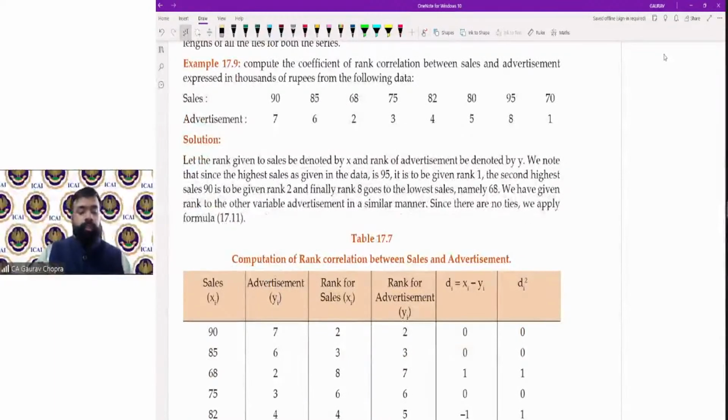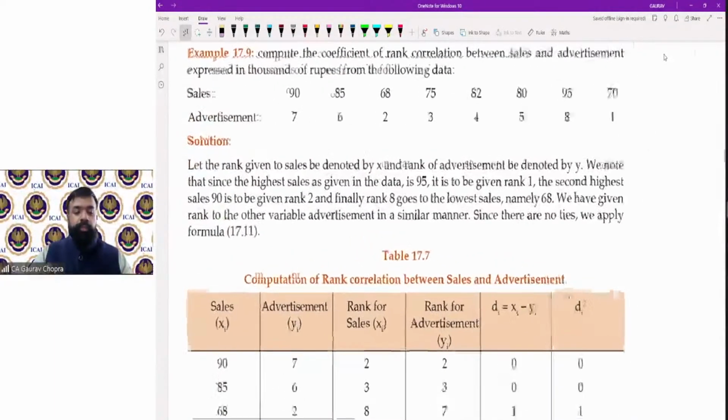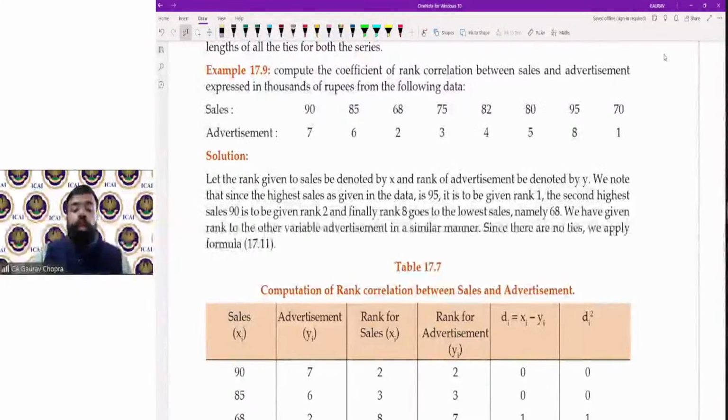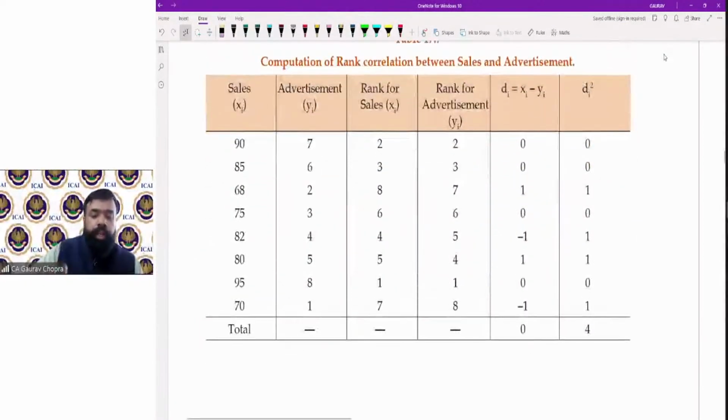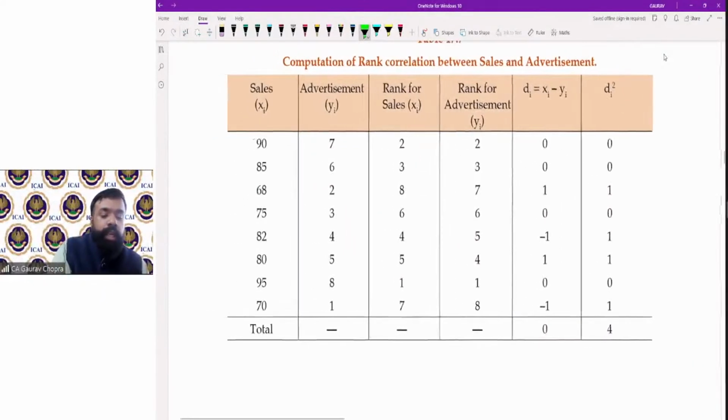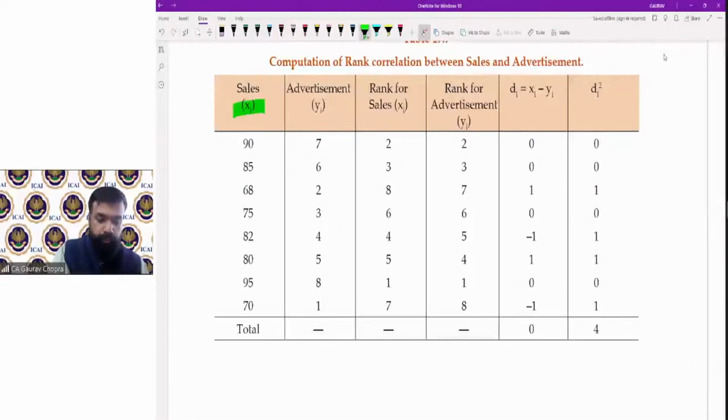So let us try this ninth example. Compute the coefficient of rank correlation between sales and advertisement expressed in thousands of rupees. So sales is 90,000, advertisement 7,000 and so on. So let us write them in a table. We made a table. This is X, sales, and Y is advertisement.